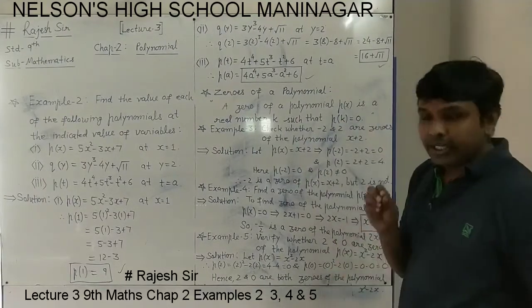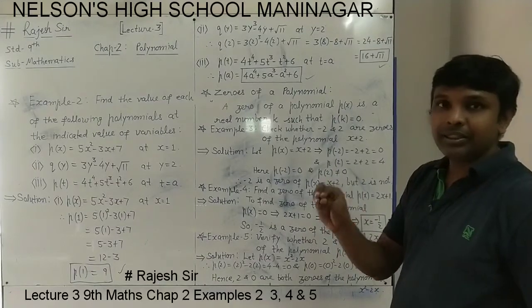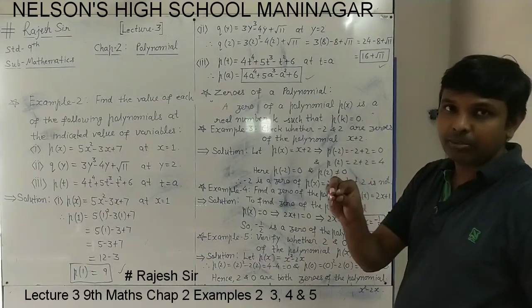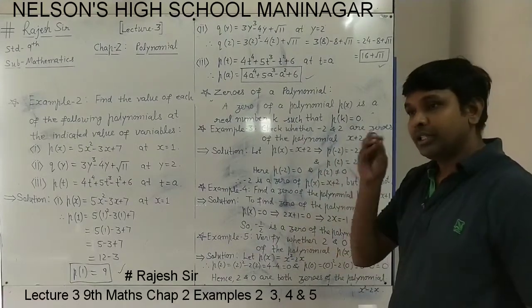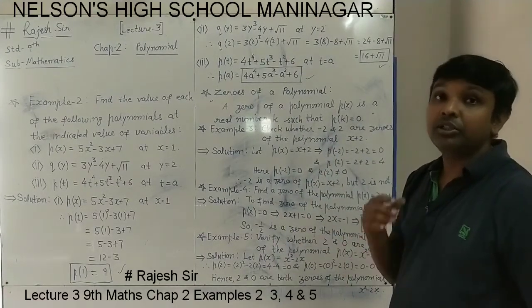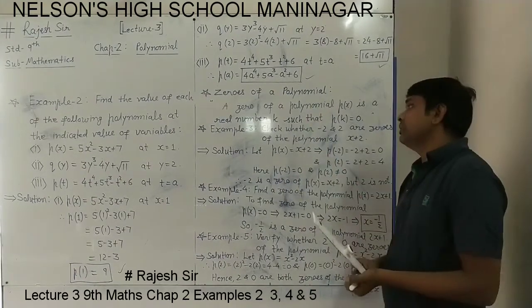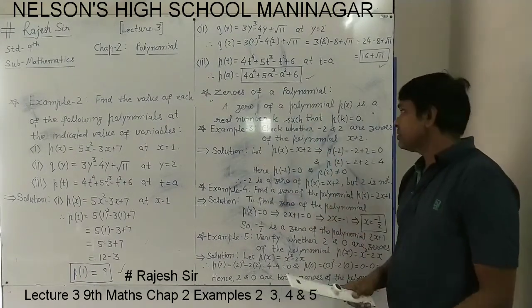That means for any real number, suppose k, if replacing x by that real number makes the whole polynomial's value 0, then this real number k is called a zero of the polynomial. With an example, we will confirm this.